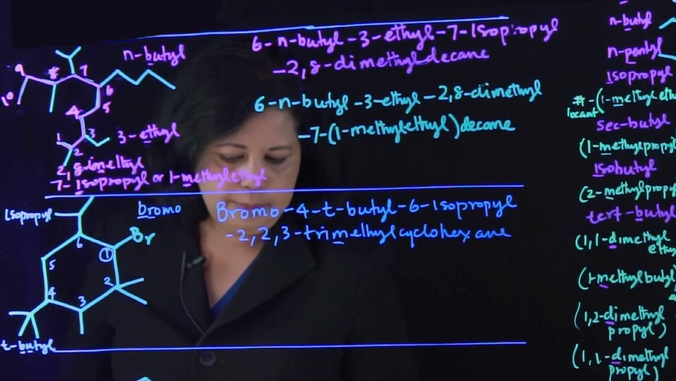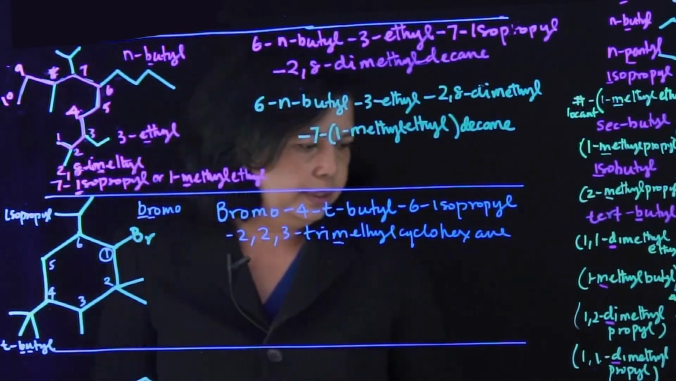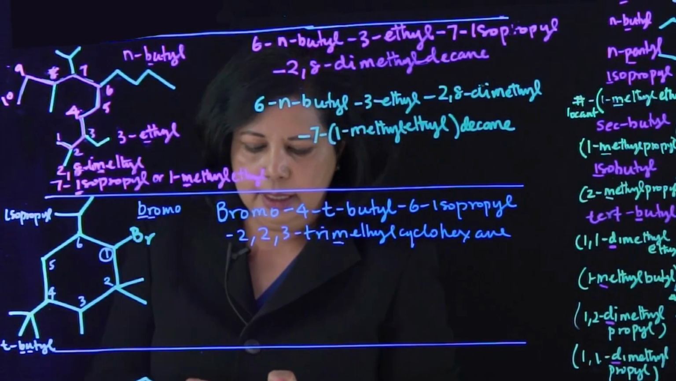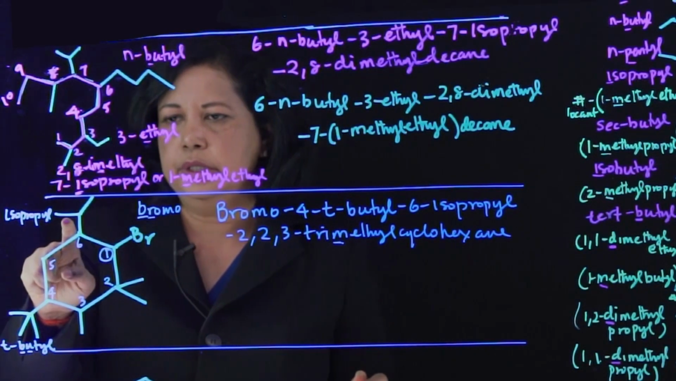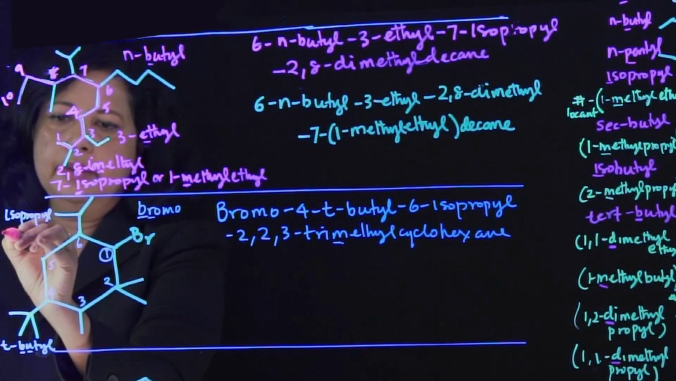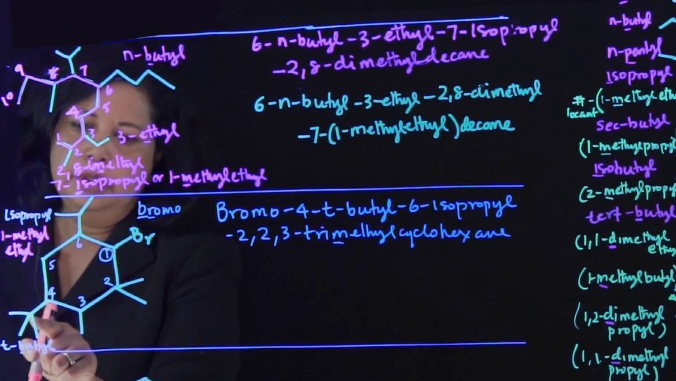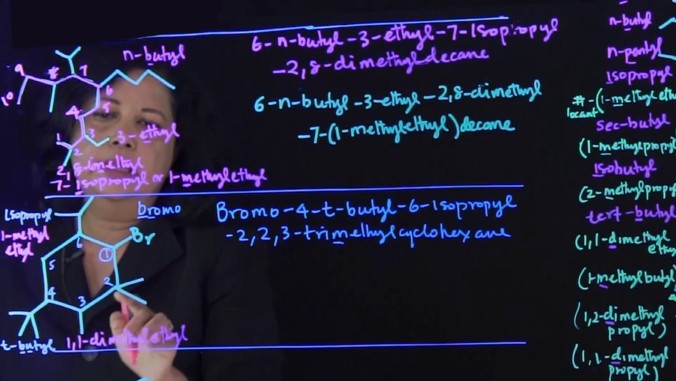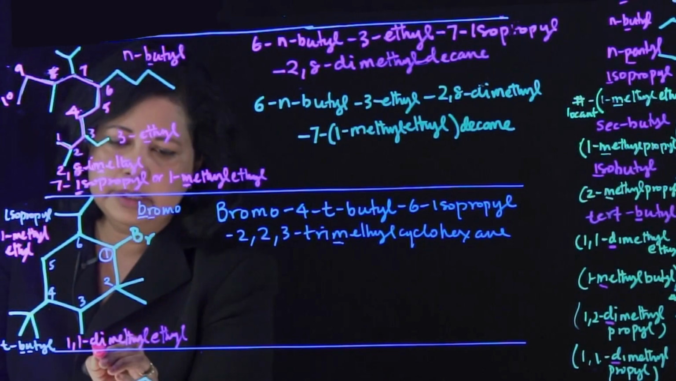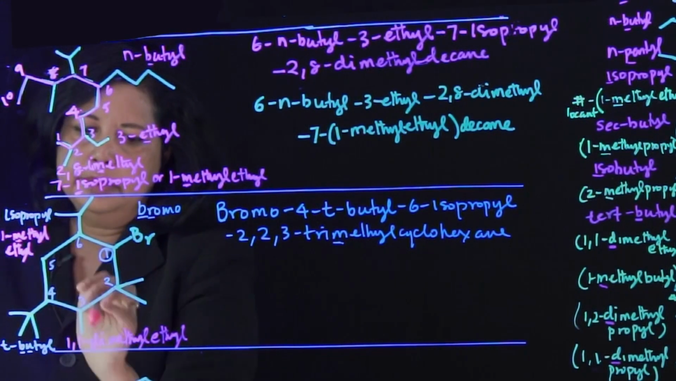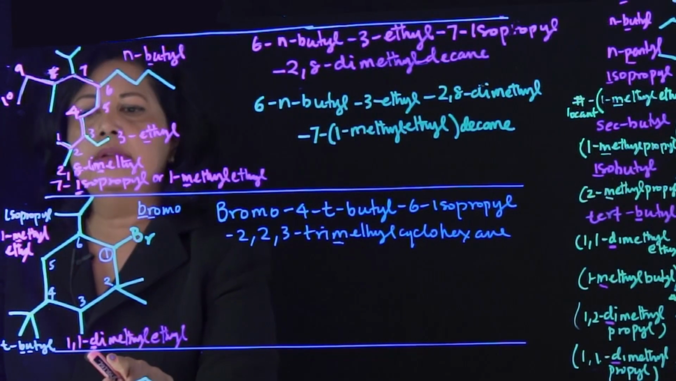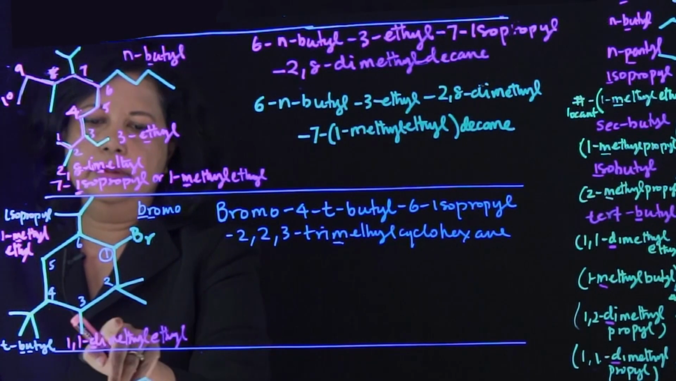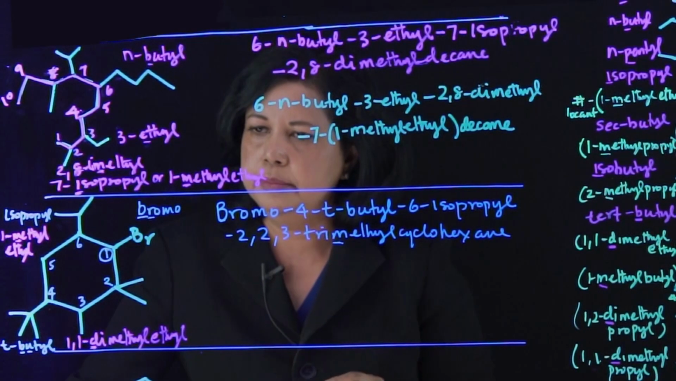So let's do the complex now. Pretty much, very similar alphabetic priority for numbering. So here, this is going to be 1 methyl ethyl. This is going to be 1 dimethyl ethyl. And these are methyl. So here the only difference is this is D and this is M. So we're going to do bromo, then the dimethyl ethyl, then the methyl ethyl, and then the methyls, and then you will end your name.